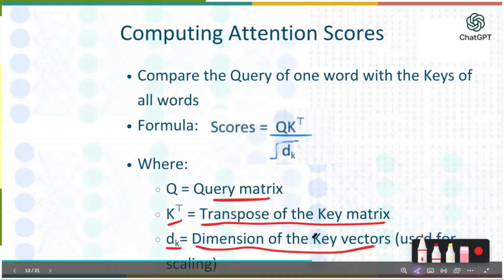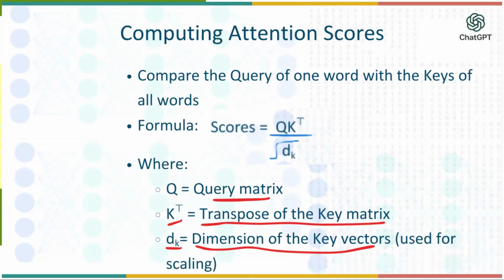So QK^T computes the dot product between every query and every key, giving a measure of similarity or relevance. Then dividing by the square root of the vector dimension dk prevents the dot product from growing too large, which stabilizes training and improves gradient flow.